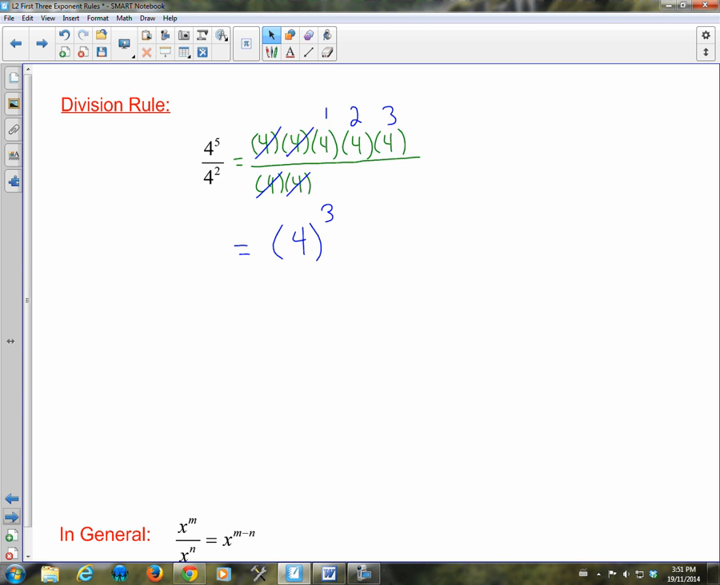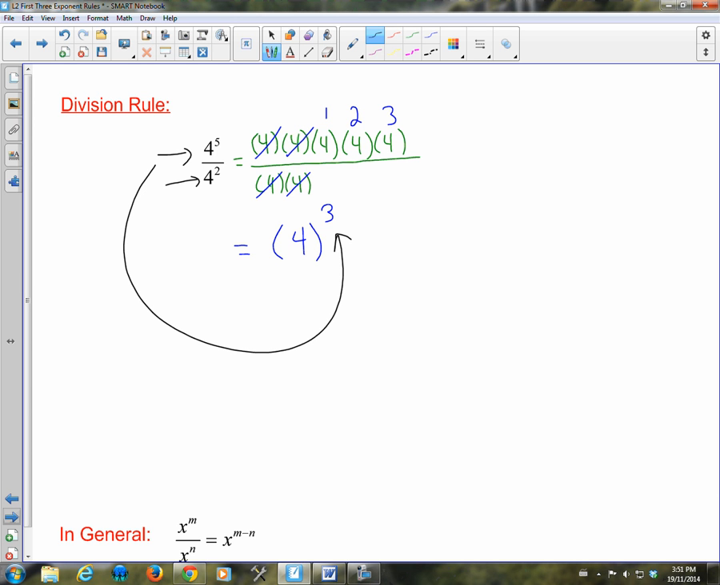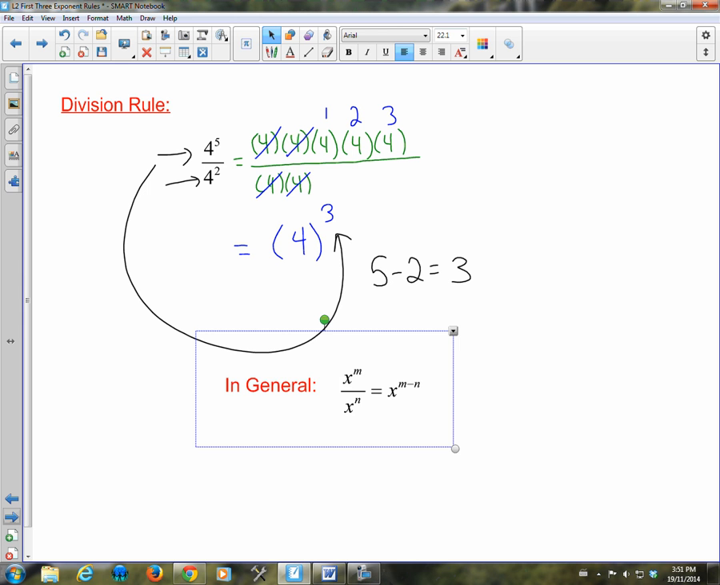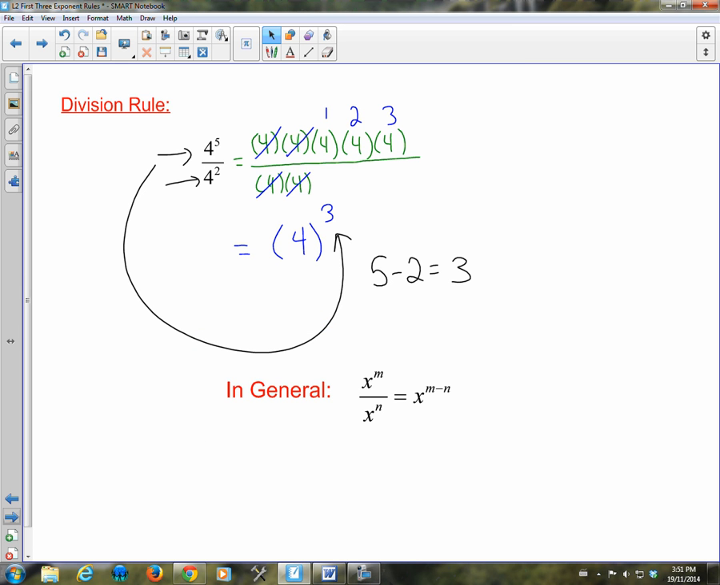So the question is, how do these 2 exponents relate to the exponent of my answer? And if you're quick with some arithmetic, you would know that 5 take away 2 equals 3. So the division rule, in general, is when I'm dividing and I have the same base, I keep my base and I subtract my exponents. So when I'm dividing with the same base, I keep my base and I subtract my exponents.